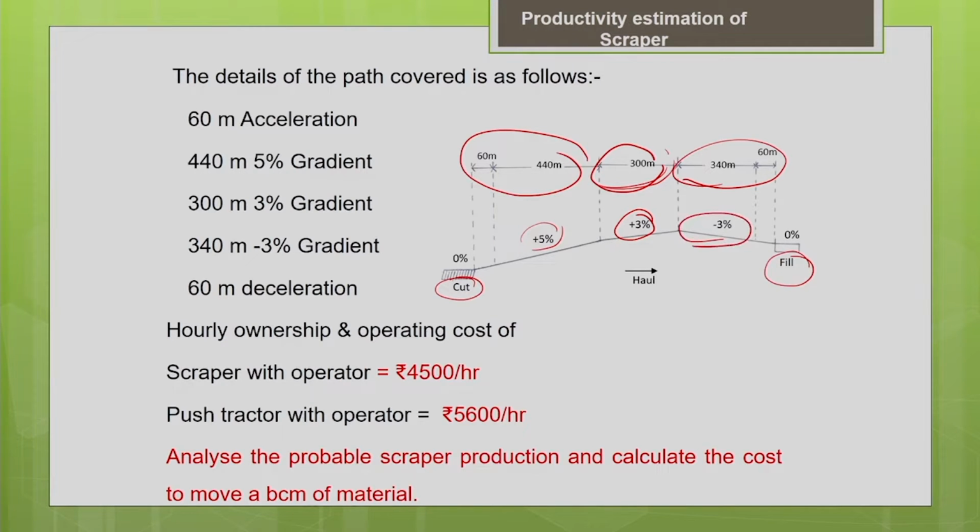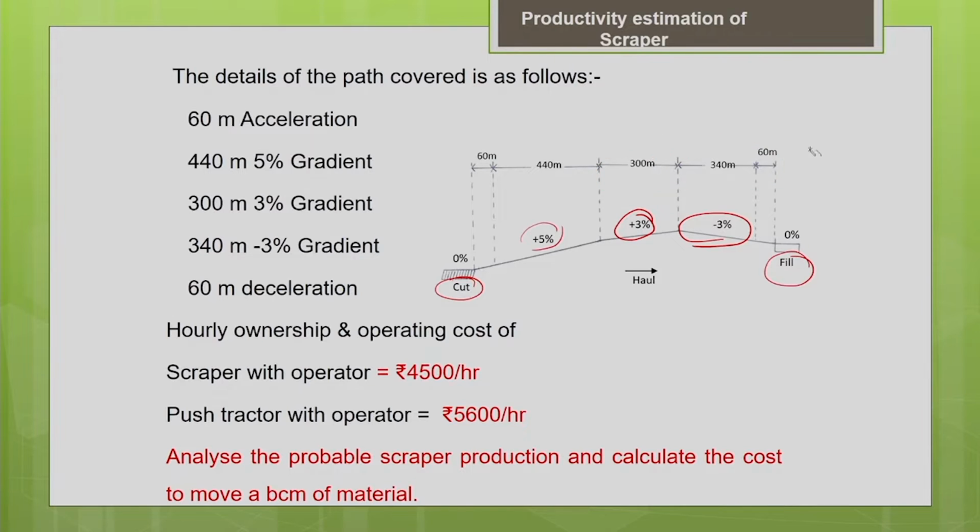Since different sections in your haul route have different resistances, particularly the gradients, we have to do the estimation section wise or segment wise. That is the reason we have split the haul route into different sections.